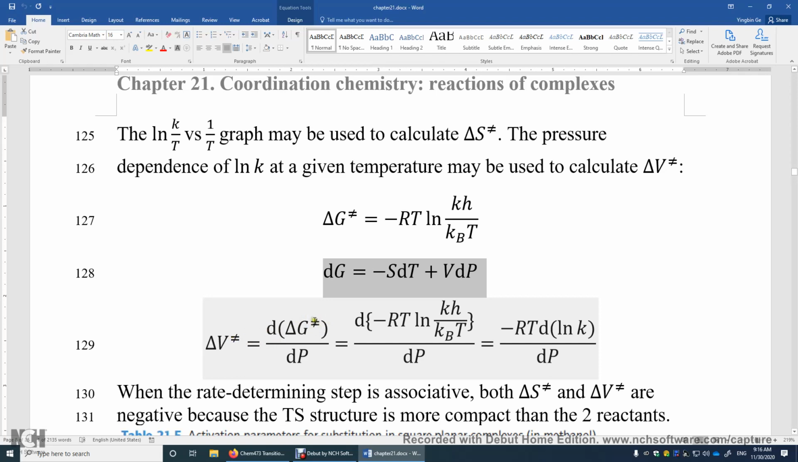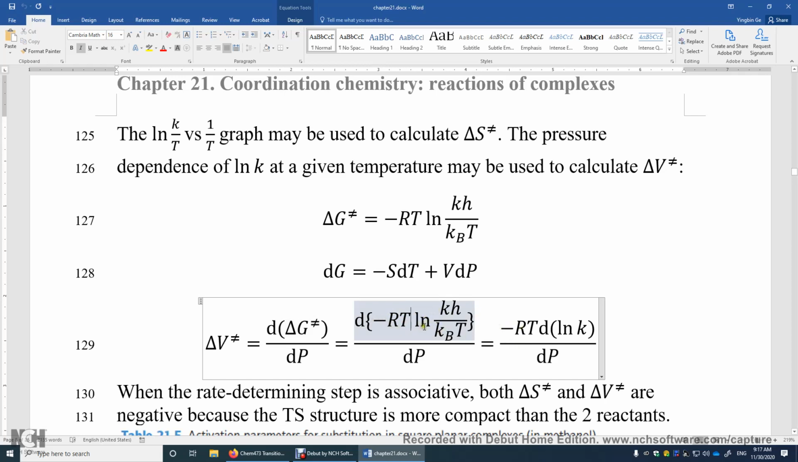Again, I'm just too lazy to find the real double dagger symbol from the table of symbols in Microsoft Word. And then I plug in delta G double dagger. It's right here. Okay, and then we're doing this measurement at a given temperature. No temperature change. Make sure you hold temperature constant. That's why you can take this negative RT out of this differential. You have negative RT here.